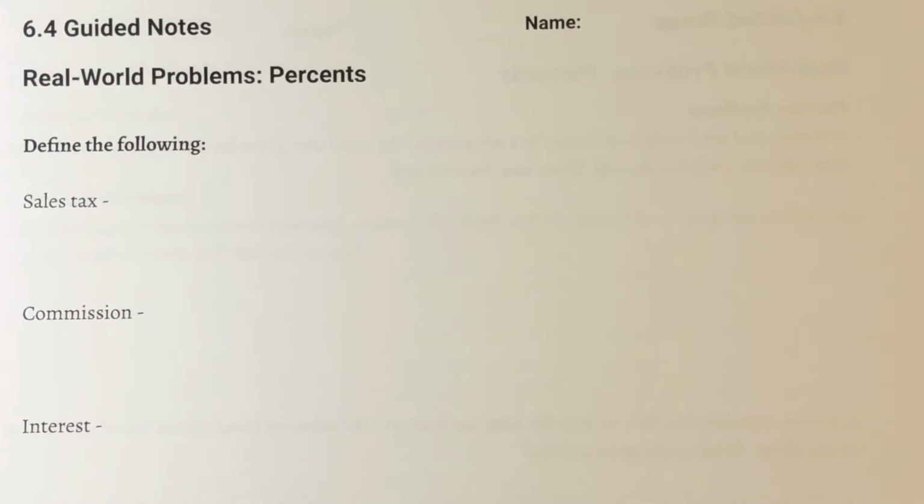So today we're going over lesson 6.4, real-world problems, percents. We're going to go over all three types of percent questions that you might encounter, which include finding a percent of a number, finding a percent or calculating a percent, and finding a base or a whole amount given a percent and a quantity. A few vocabulary terms that we're going to go over include sales tax, commission, interest, and interest rates. First one, sales tax.